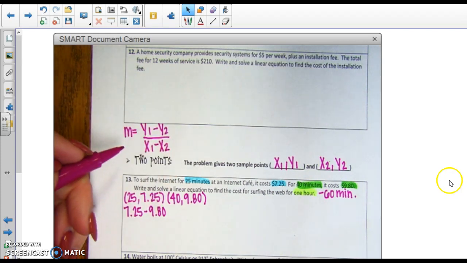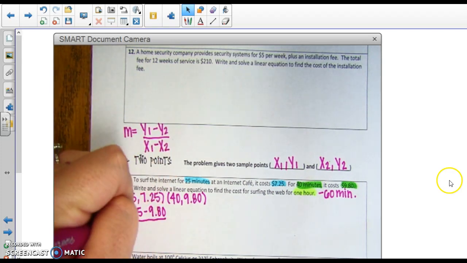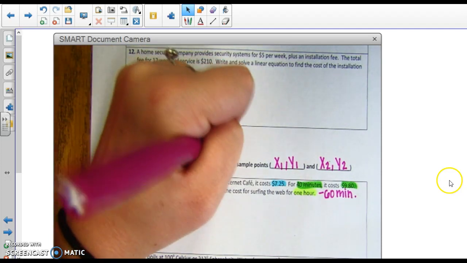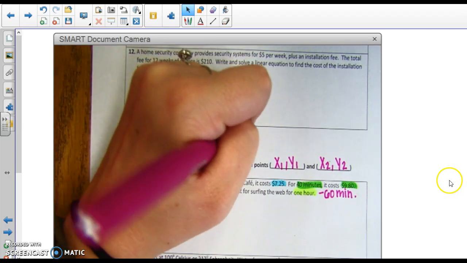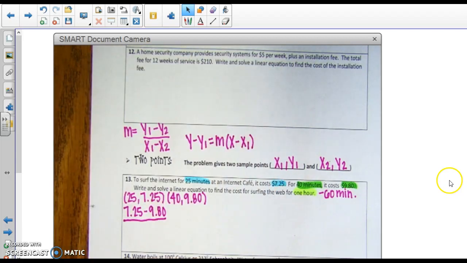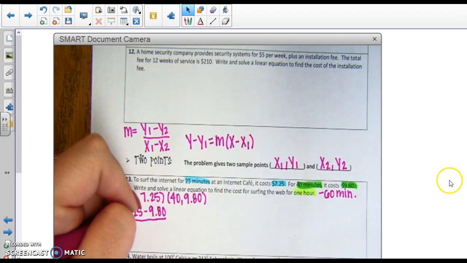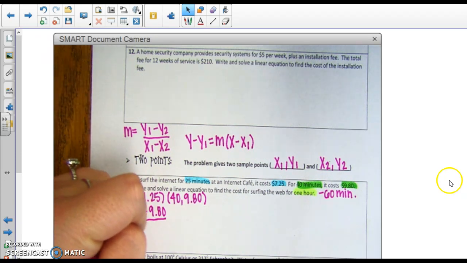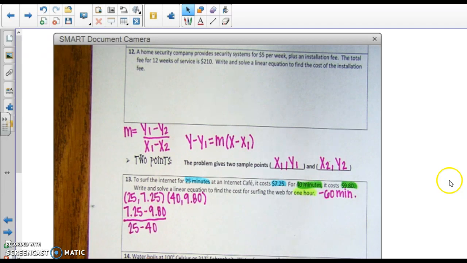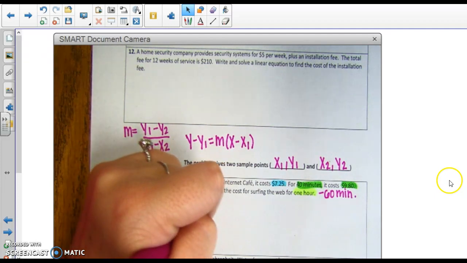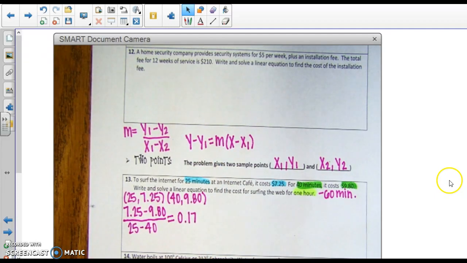After I use my slope formula, I'm then going to need to use my point slope formula. And we know that our point slope formula is y minus y1 equals m times x minus x1. So I'm just going to do 7.25 minus 9.80 over 25 minus 40. So then that is going to end up coming out to 0.17, okay?